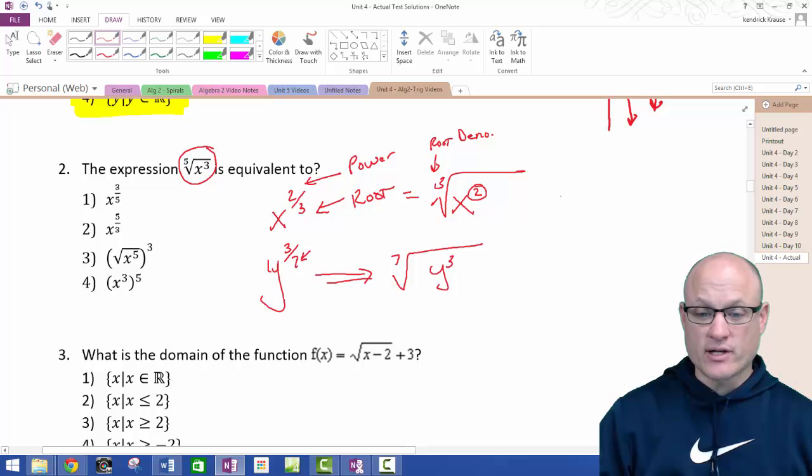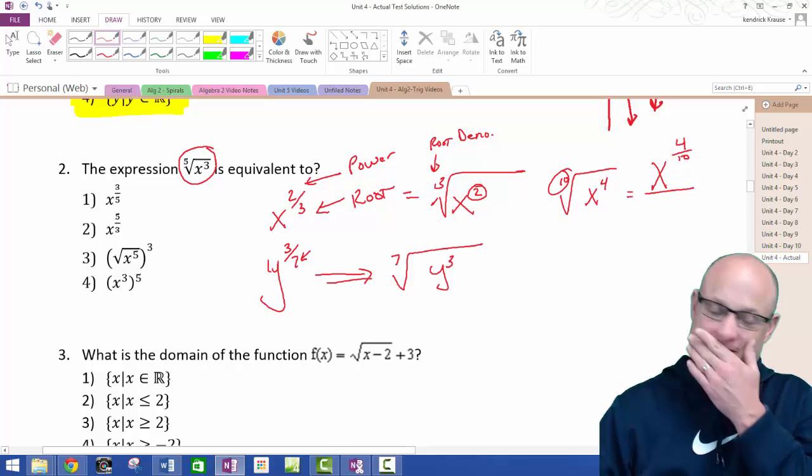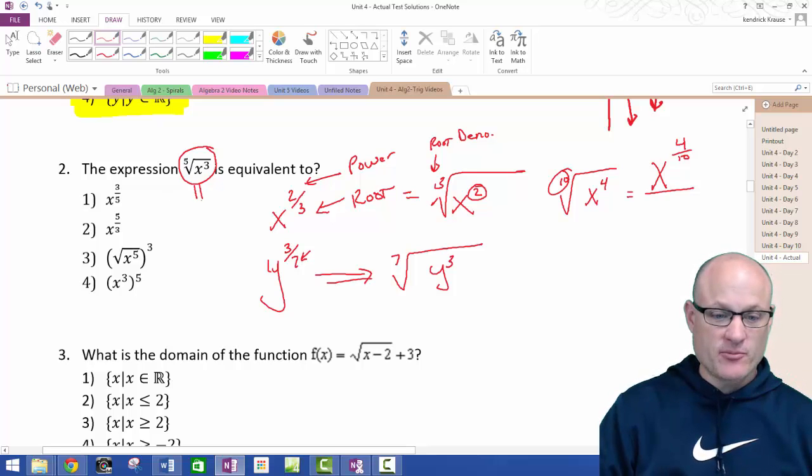Or I can do it backwards, and I can say, okay, let me give you the 10th root out here. It doesn't matter what number I put out there. And x to the 4th inside. Well, this will give me x to the 4/10. The root goes in the denominator, and the power goes in the exponent. So having said all that, when I convert this problem, I get x, the root goes in the denominator, 5, and the power goes in the numerator, 3. So x to the 3/5.